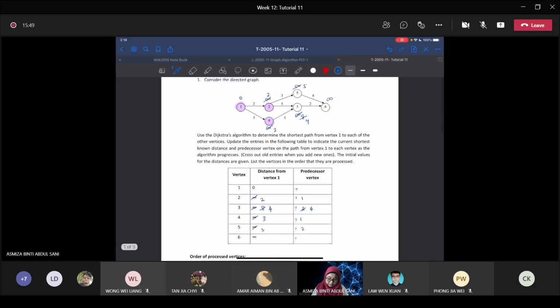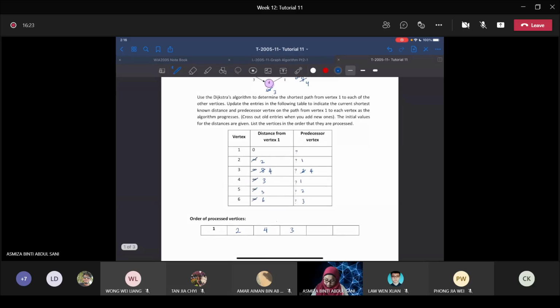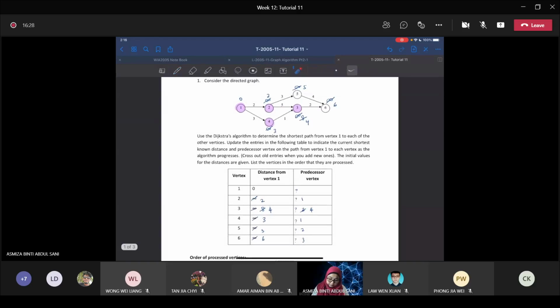Again we look at which vertex to consider next. We are going to consider vertex 3. Node 3 can only go to 6, and we're going to update this one. 4 plus 2 is 6, which is smaller than infinity. So we update here, and we say that this comes from 3. I forgot to write the node that we process next. Then again we do the same thing.